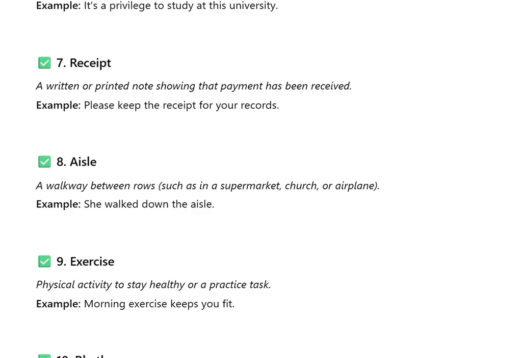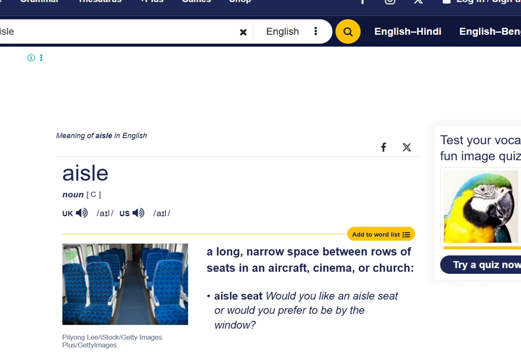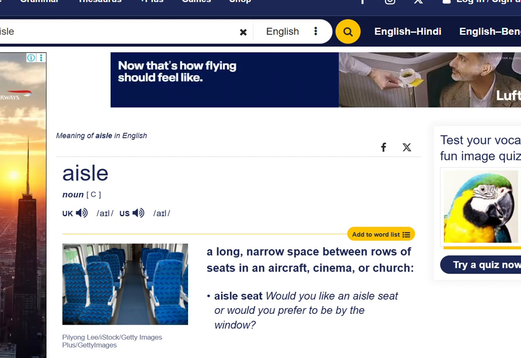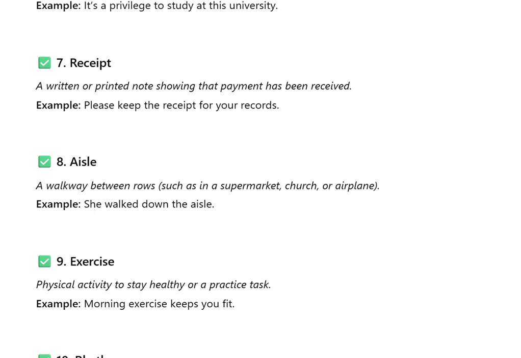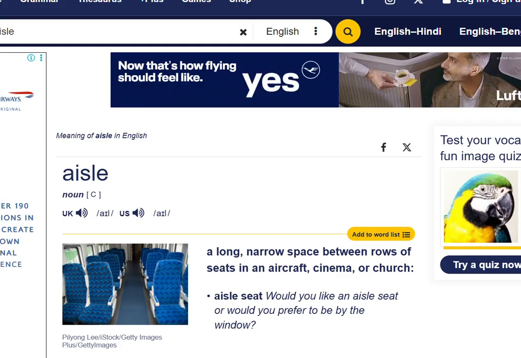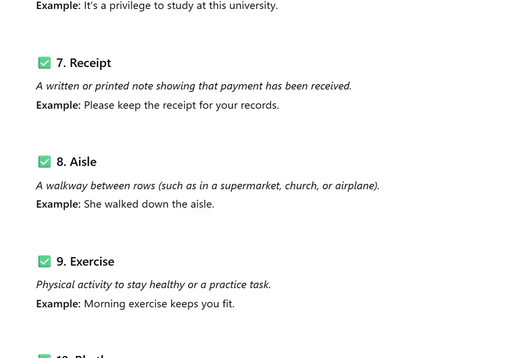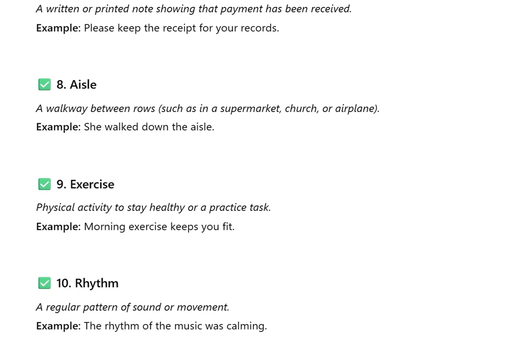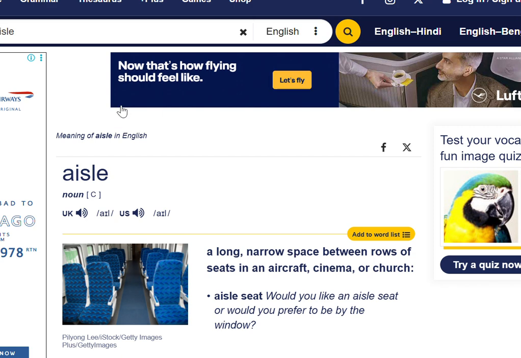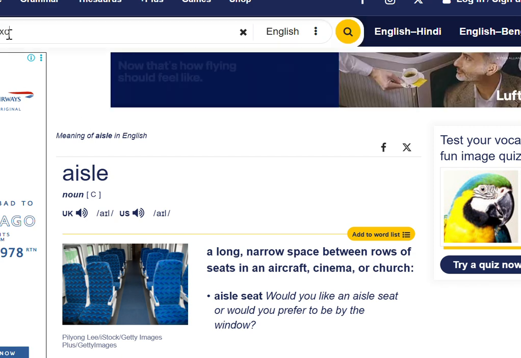But if you sit at the window seat, then you might have trouble going here and there, right? So an aisle seat is really best if you have a habit of going to the bathroom, or you want to stand all the time. So an aisle seat is really very best. Okay, so make sure you pronounce it aisle. Okay, and the next word is exercise.